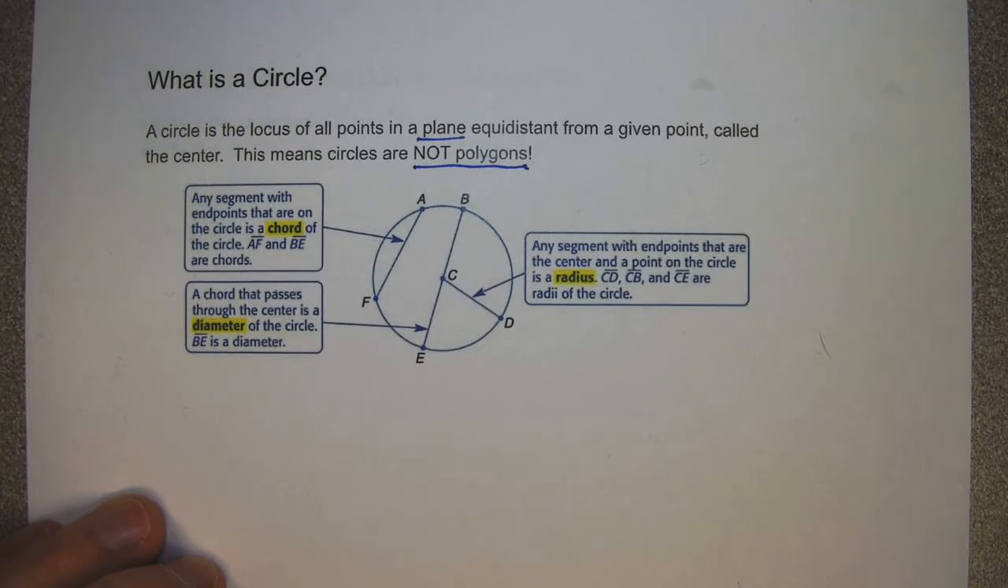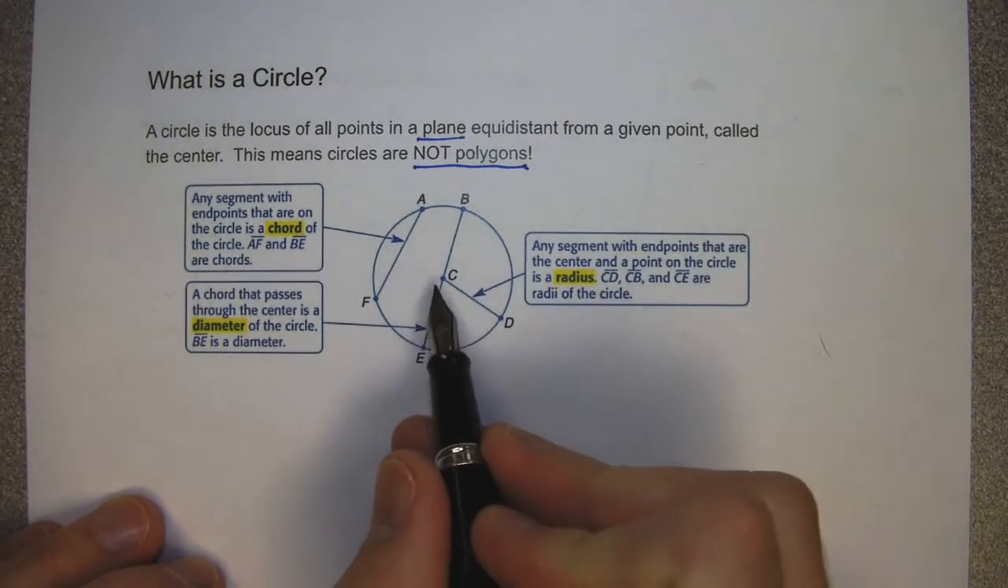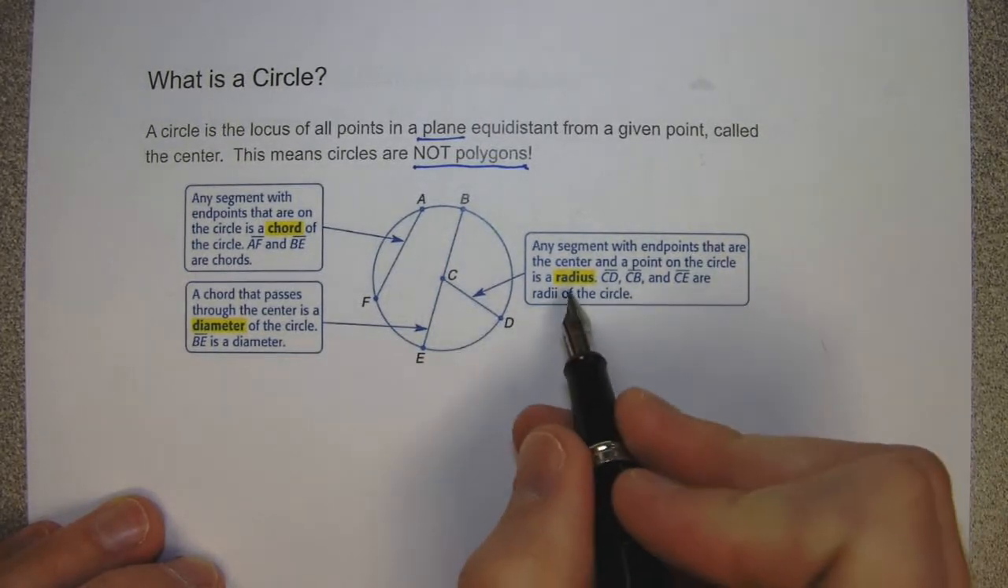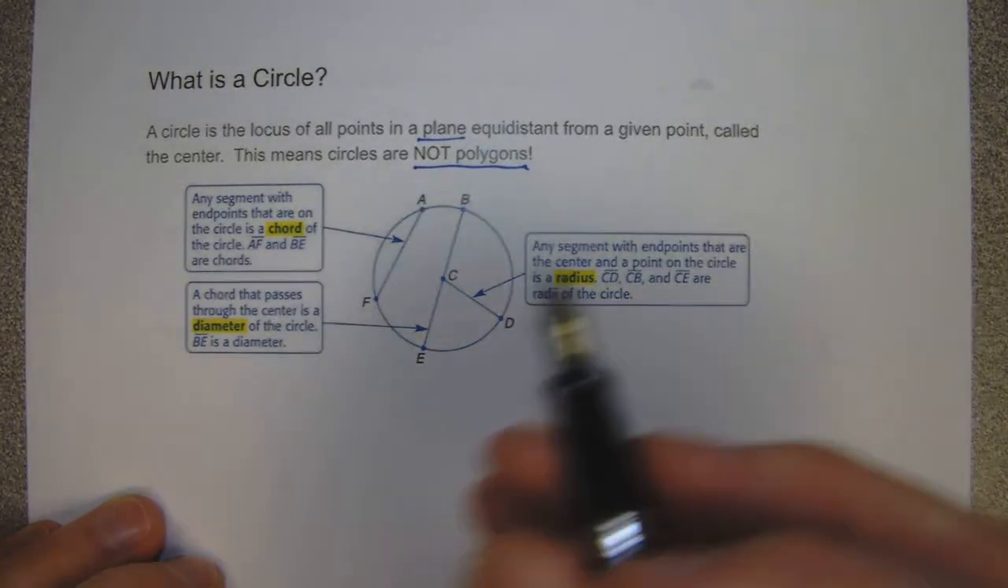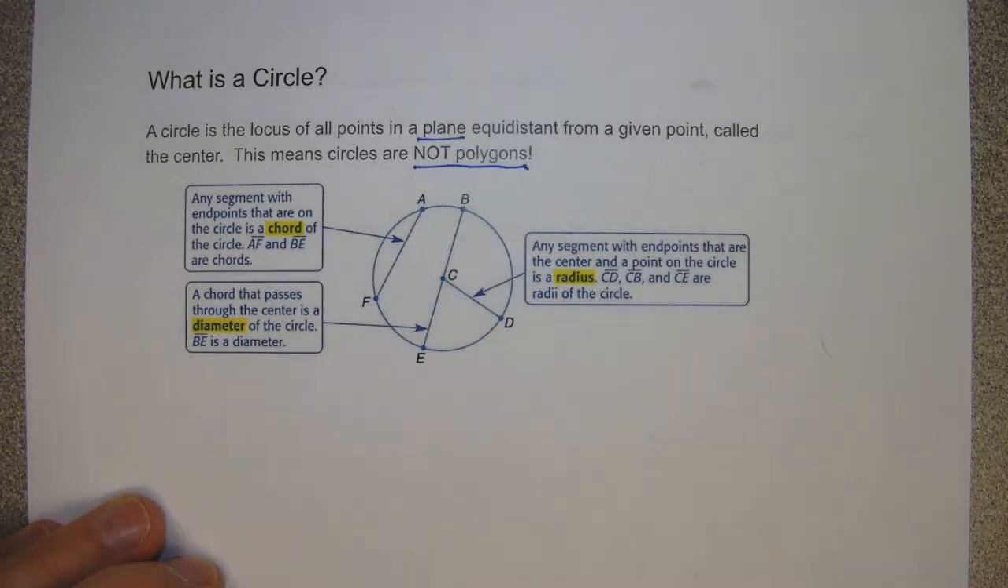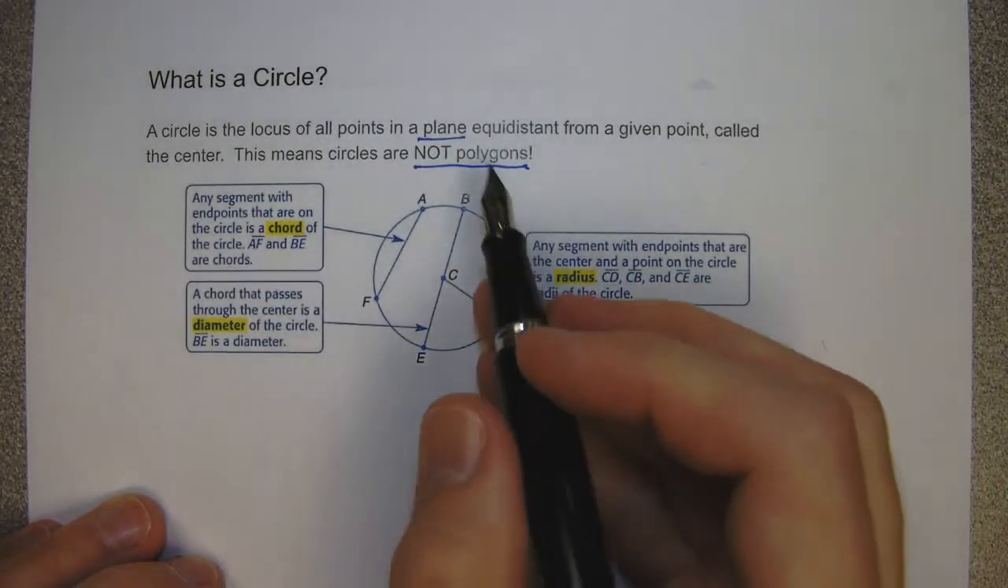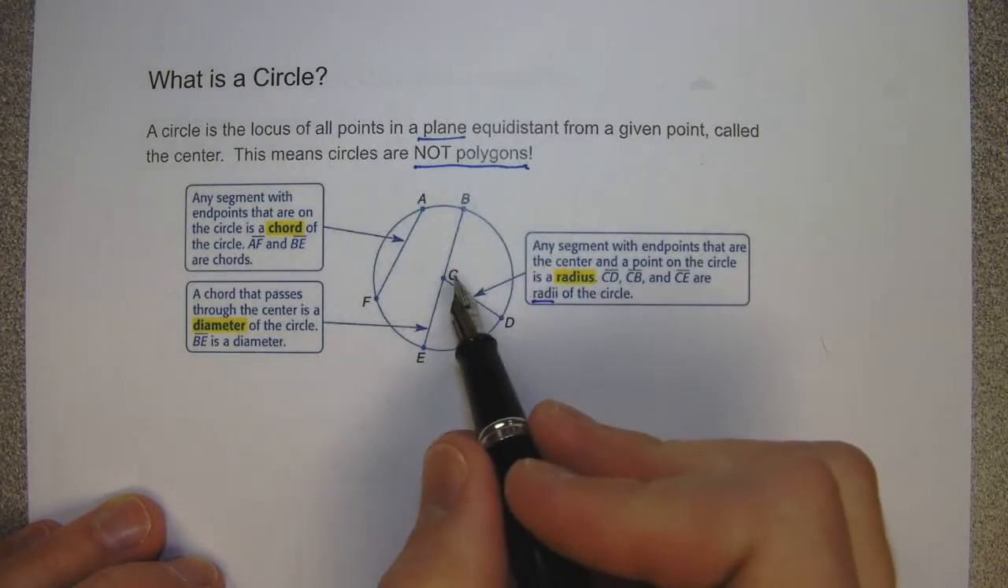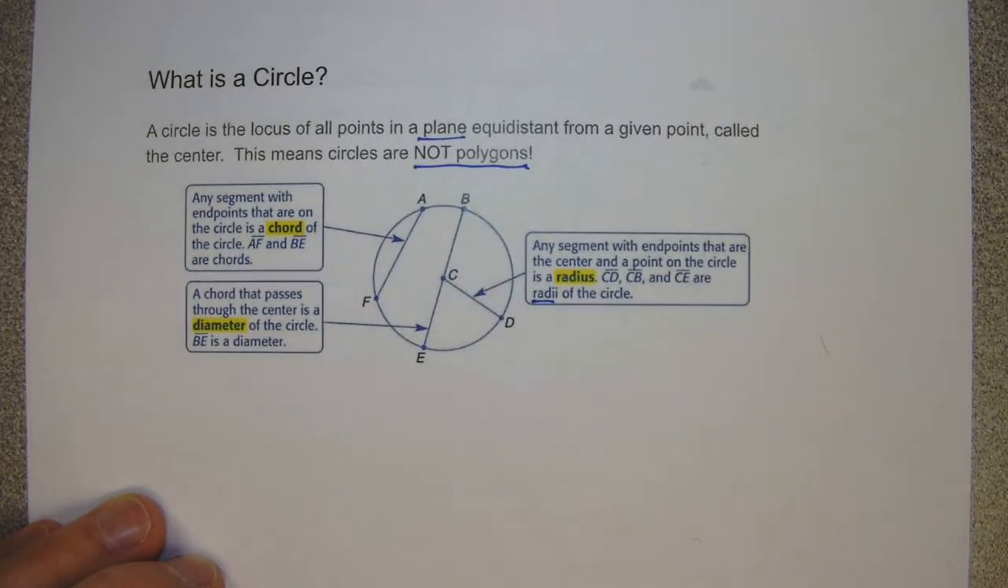Some parts of the circle that we need to be aware of. First, that distance from the center of the circle to the edge is called a radius. It's simply a segment from the center to the edge, and all radii are equal. Again, radii being the plural of radius. We know that based on the definition of a circle, all of those points must be equidistant, therefore all radii must be the same.